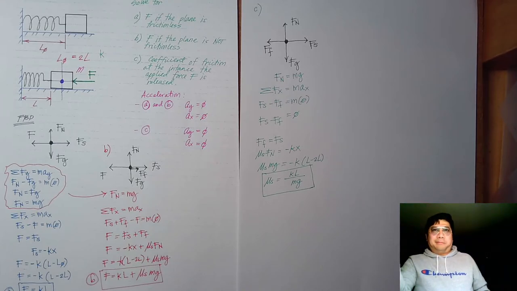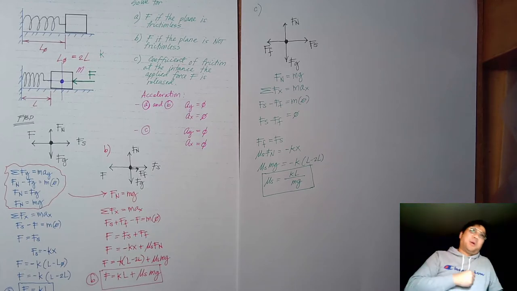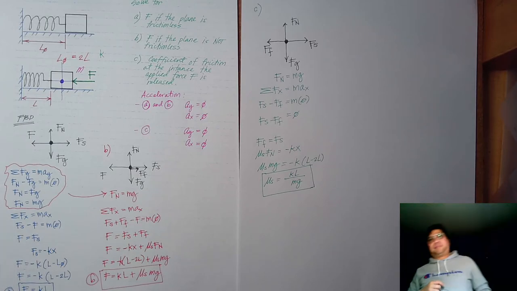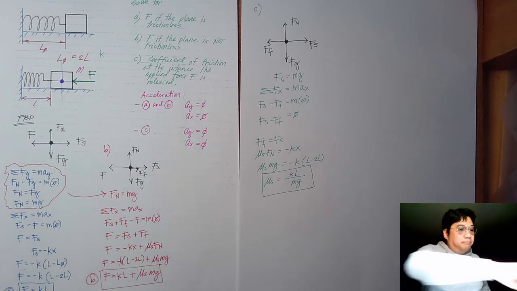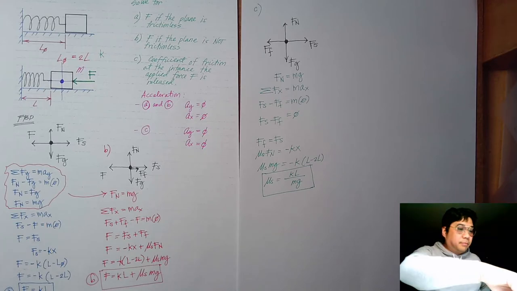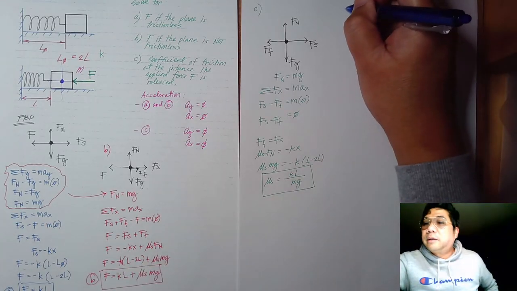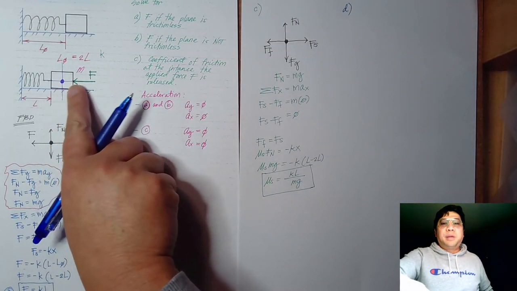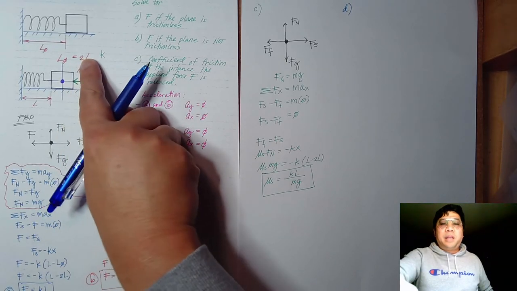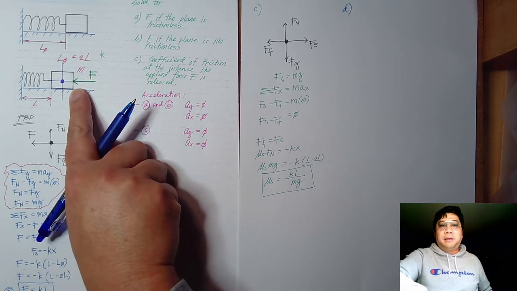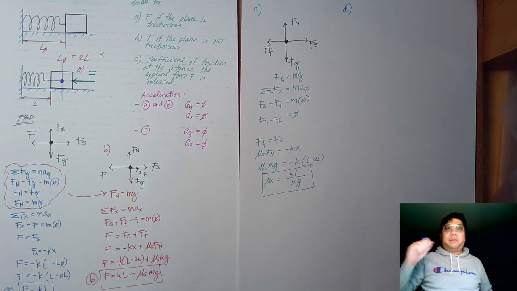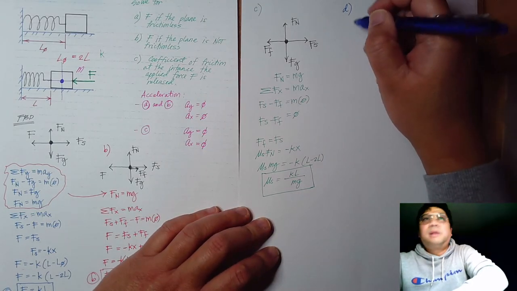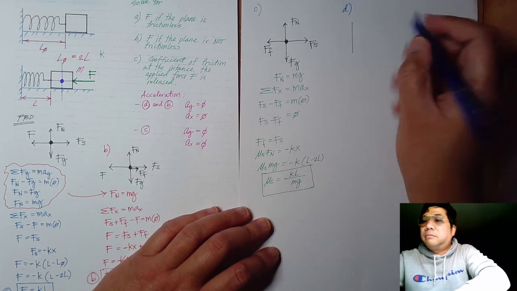Now, what if, for letter D, let's add letter D. What if our block is already released and it's already at 1.5 of L? It means one half before it reaches L sub naught. So what do I mean by that? Let me just draw a rough draft right here.